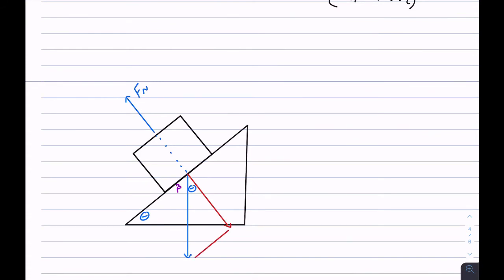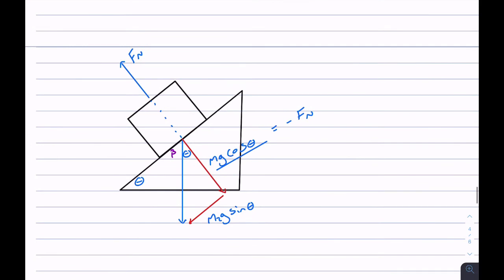Okay, so now we have a force going this direction, and we have a force going this direction, right? And so these are both components of the force itself. So this is going to be the weight force of the box sine theta, and this is the weight force of the box cosine theta. Now this cancels with this, okay? So those go away in summing your forces.